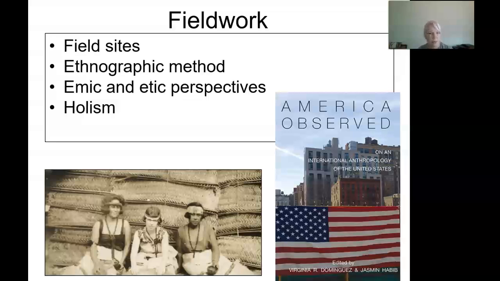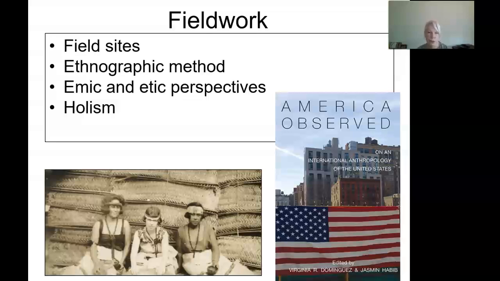You've learned about the work of a particular pioneering cultural anthropologist, Margaret Mead, who's pictured here in the lower left-hand corner of this slide. The film The Anthropologist that you're reading in this unit is partly about her and her work.